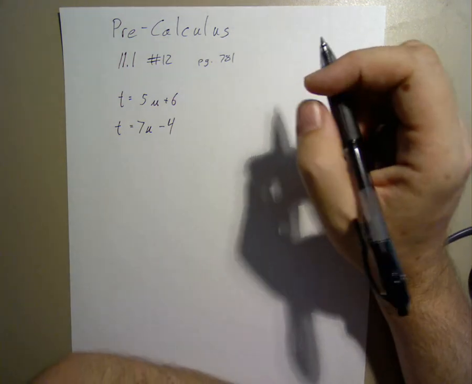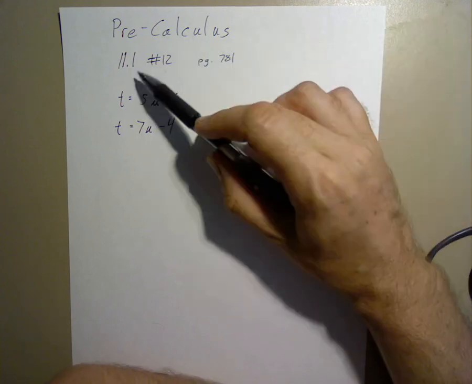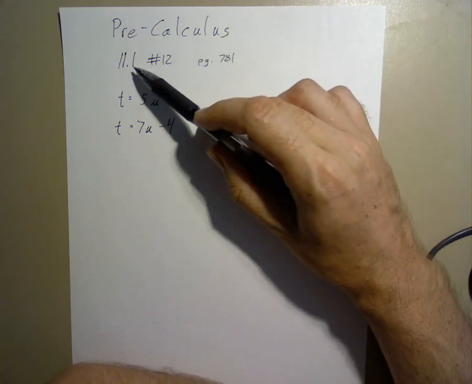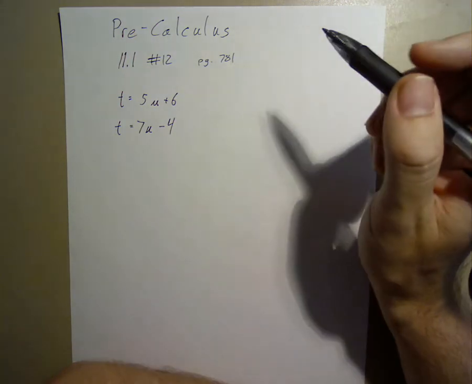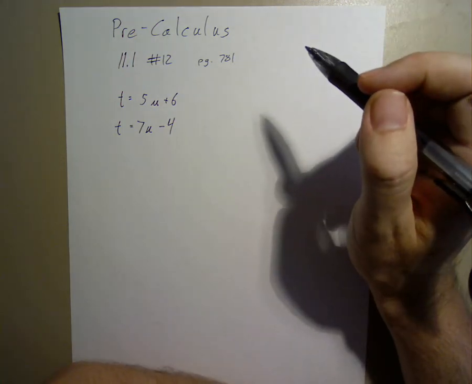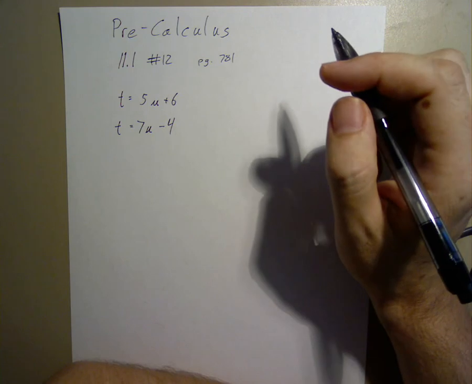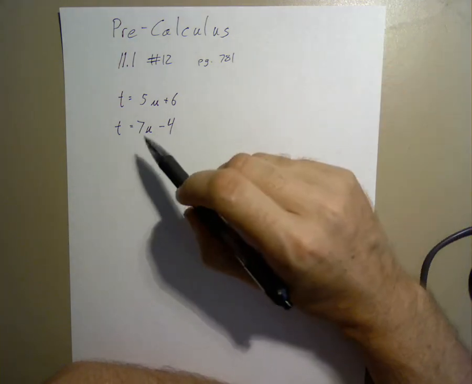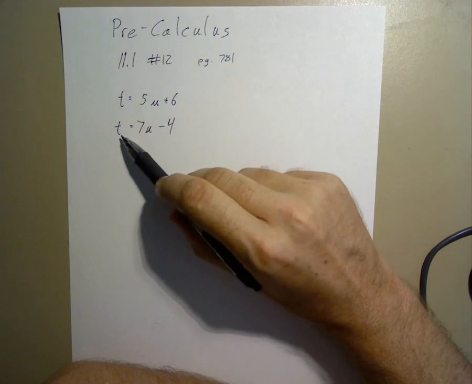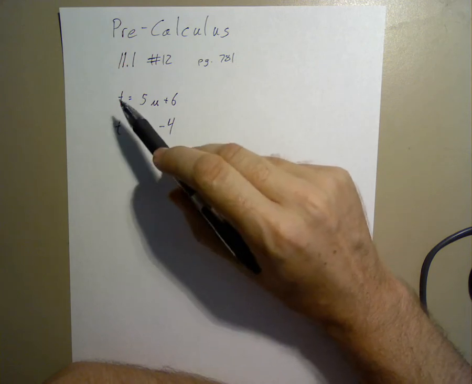Today, right in this problem, for right now, we're going to go over section 11.1, problem 12. That's on page 781. We're going to do this by both substitution and elimination methods. For substitution, we solve one of the equations for a certain variable and plug it into the other equation.